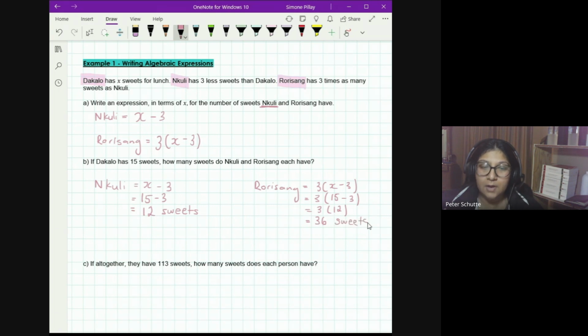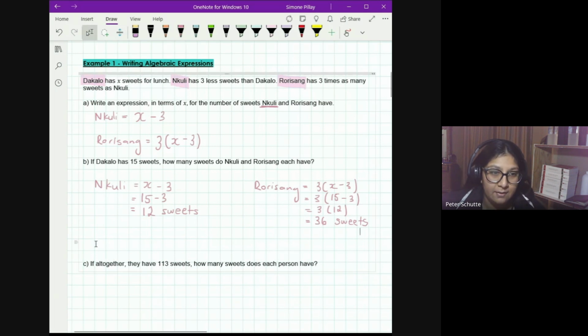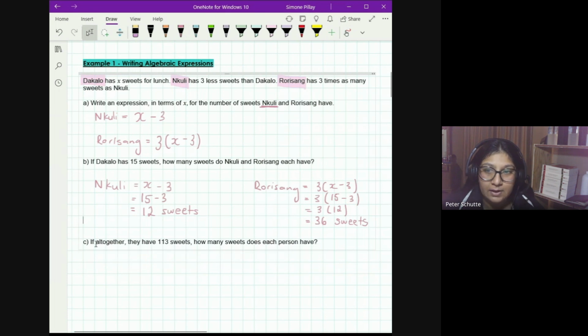Okay. Moving on. It says if all together. So now ignore that the Carlo has 15 sweets. There's a new scenario now. If altogether they have 113 sweets, how many sweets does each person have? Is that a raised hand that I heard? Yes, Itandile.